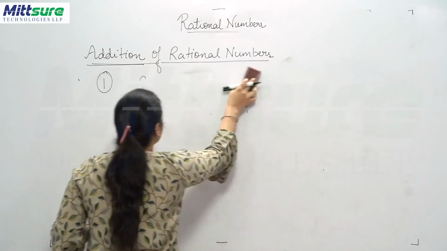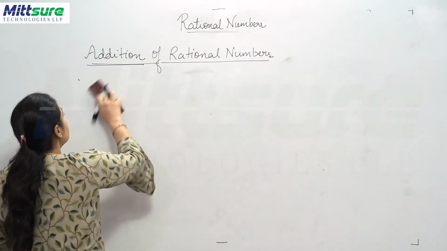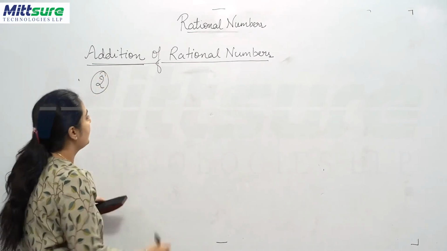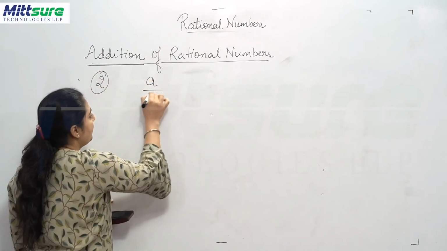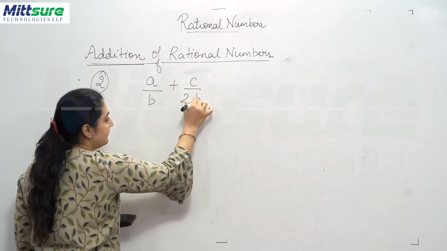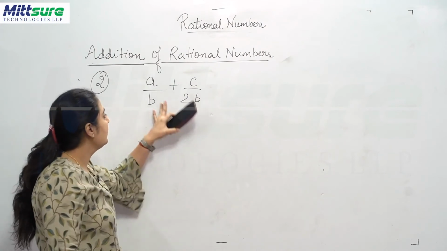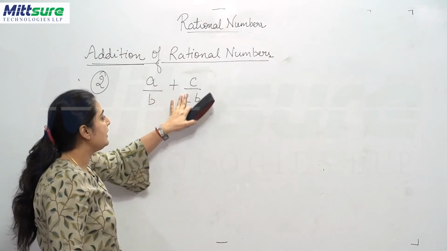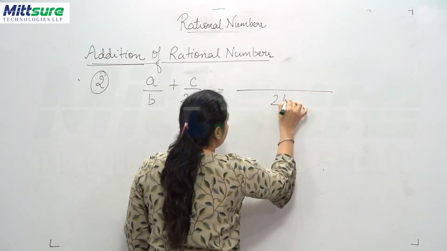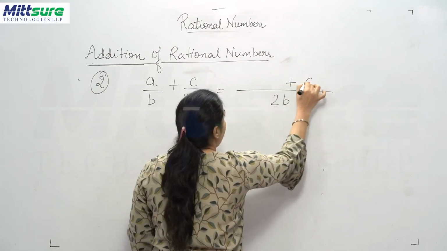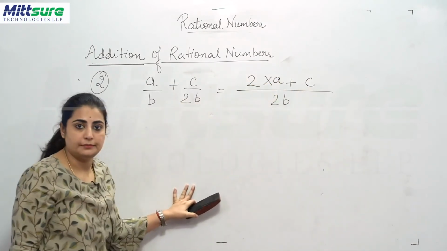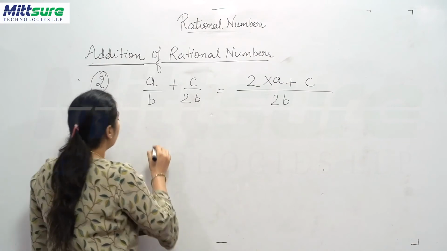In the next one, the denominator is the multiple of the other. So in this case, what is happening? This is a upon b plus c upon 2b. Clear? What am I doing? A upon b and c upon 2b. So 2b here, then c as it is, and 2 multiplied by a will come here. Clear? Now let's take one more example.